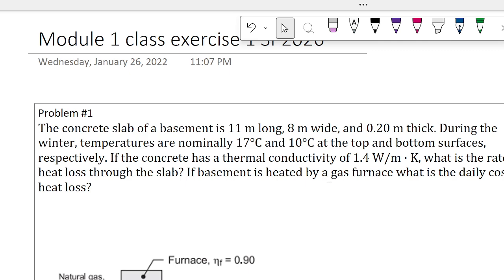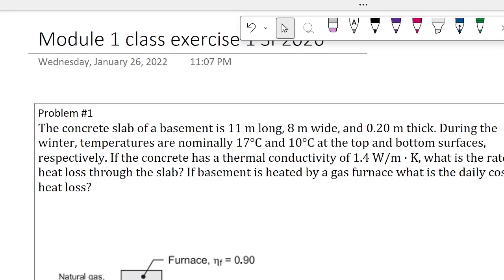And they give you the size of the slab, right? So one side is 10 and the other side is 17, right? Okay, so this is the info given, in meters. They said the concrete has a thermal conductivity value given as 1.4 watt per meter Kelvin, right? What is the rate of heat loss through the slab?